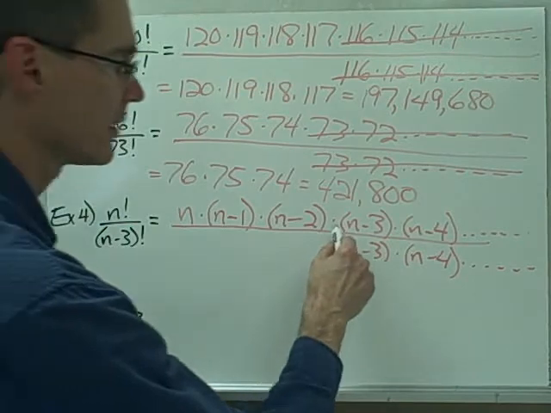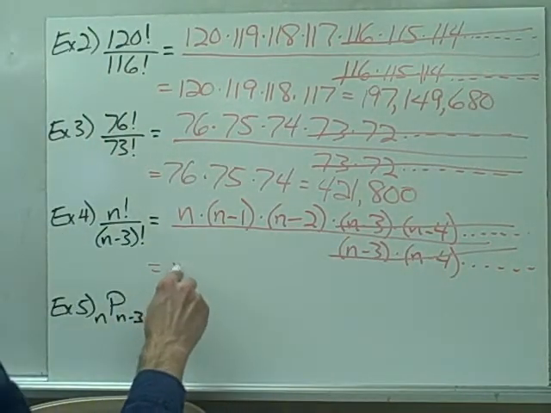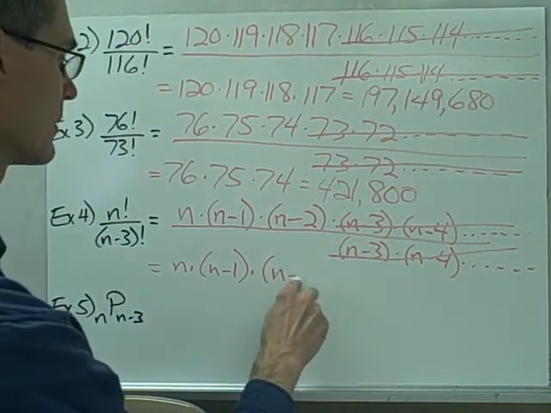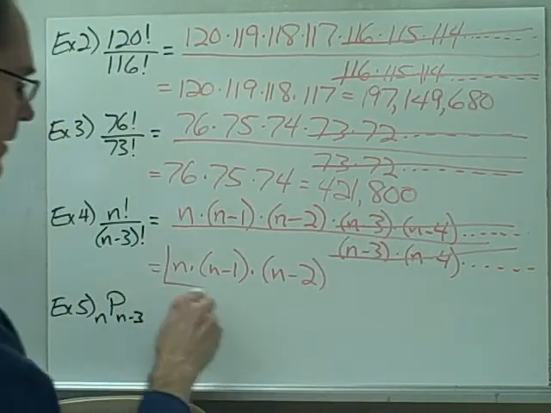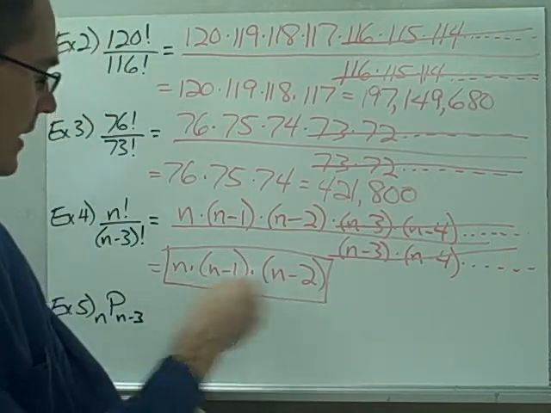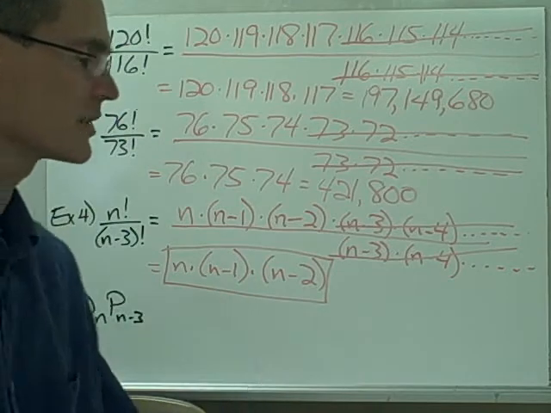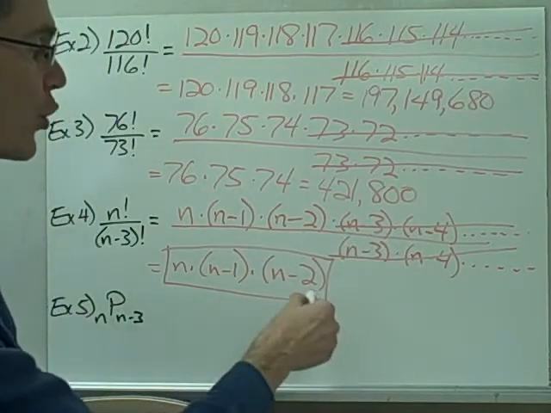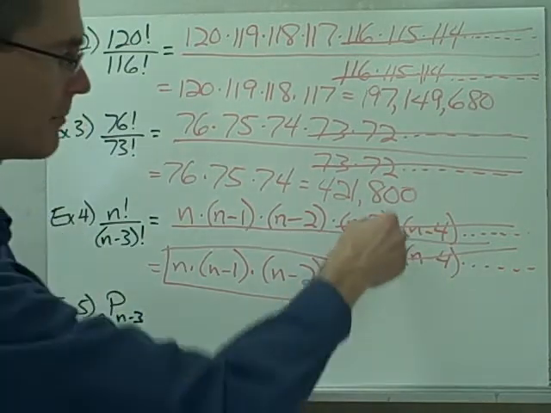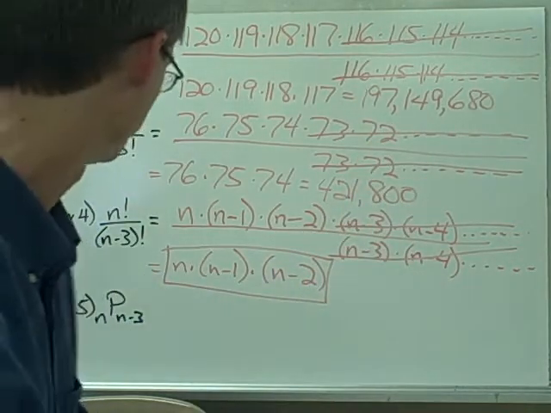And you can see what's happening. This cancels out with this, and what I'm left with is n times n minus 1 times n minus 2. I'm just going to leave the answer in this form. Some people will go ahead and multiply this out and get a third degree expression, but I'm just going to leave it as n times n minus 1 times n minus 2. Notice that I don't have a factorial symbol in my answer. The factorial has gone away when I canceled out my numerator and denominator pieces. Same thing up here, I don't have a factorial in my answer.